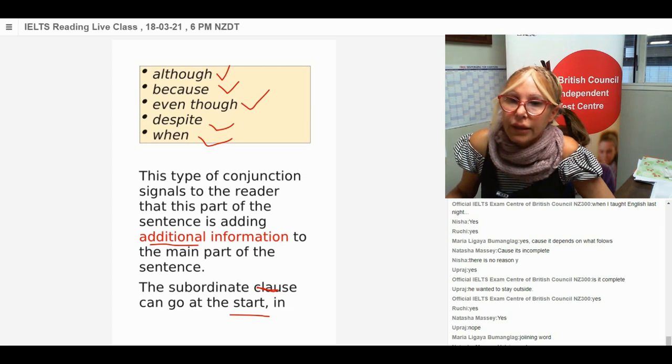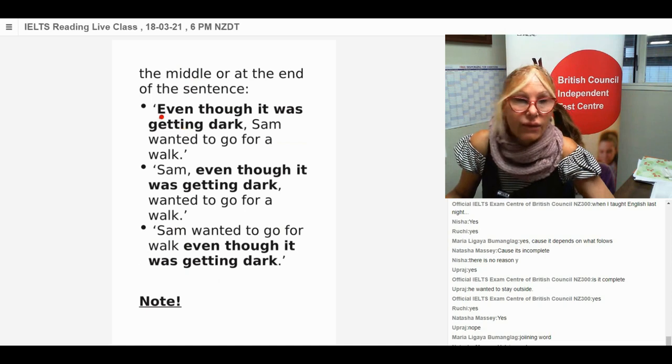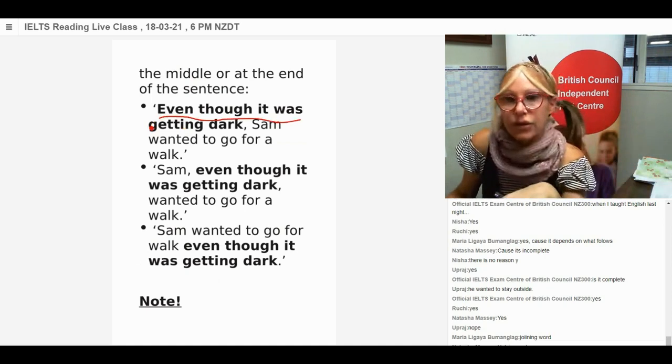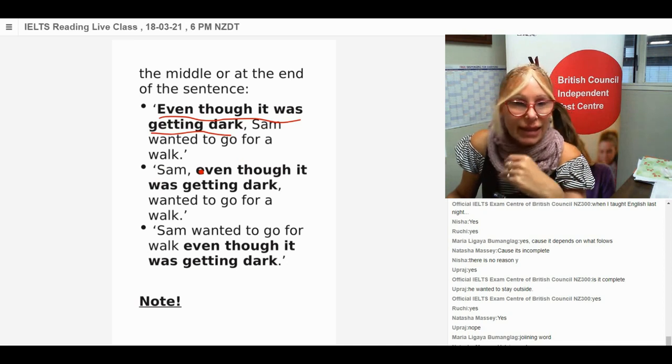So the subordinate clause can go at the start, in the middle, or at the end of the sentence. So if we have a look here, we've got in the bold, even though it was getting dark. So that's at the beginning of the sentence. The independent clause comes after it. Sam wanted to go for a walk. Or we can put it in the middle. Sam, even though it was getting dark, wanted to go for a walk. Or at the end, Sam wanted to go for a walk, even though it was getting dark. So you see, subordinate clauses can go at the beginning or in the middle or at the end of a sentence.